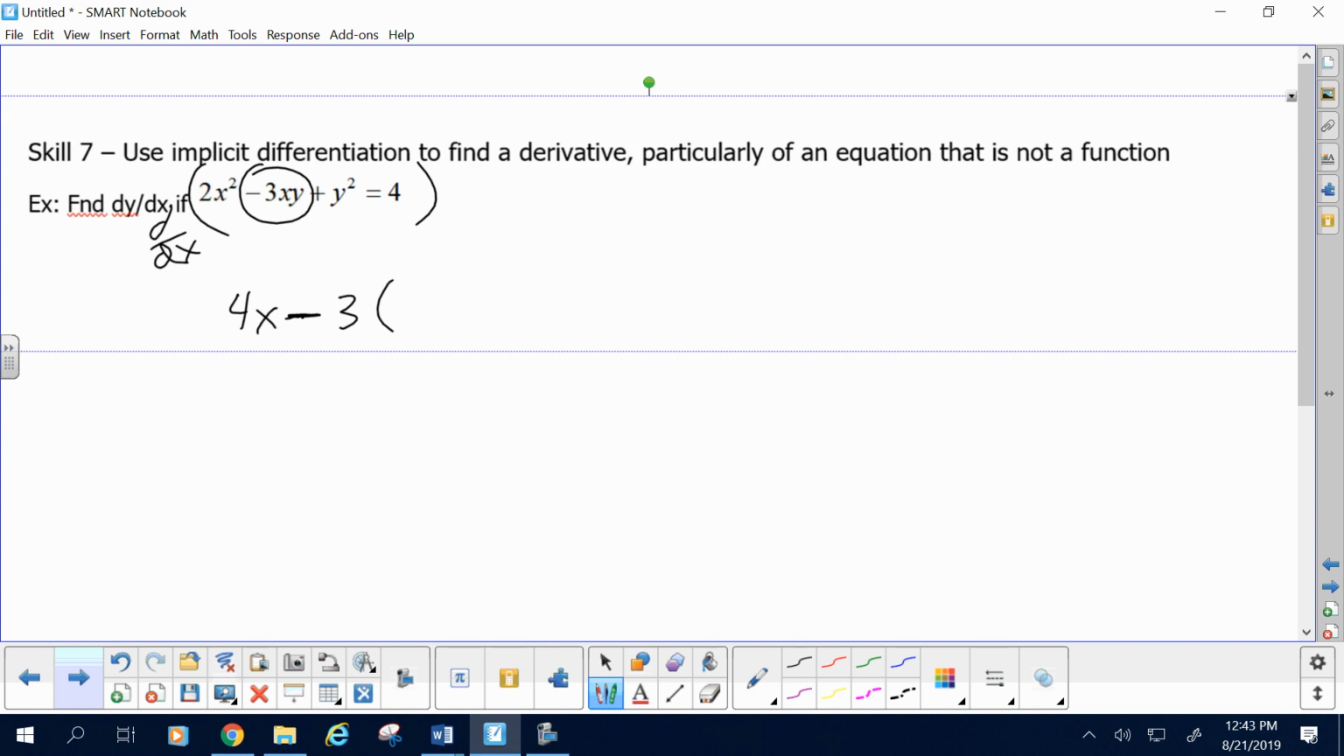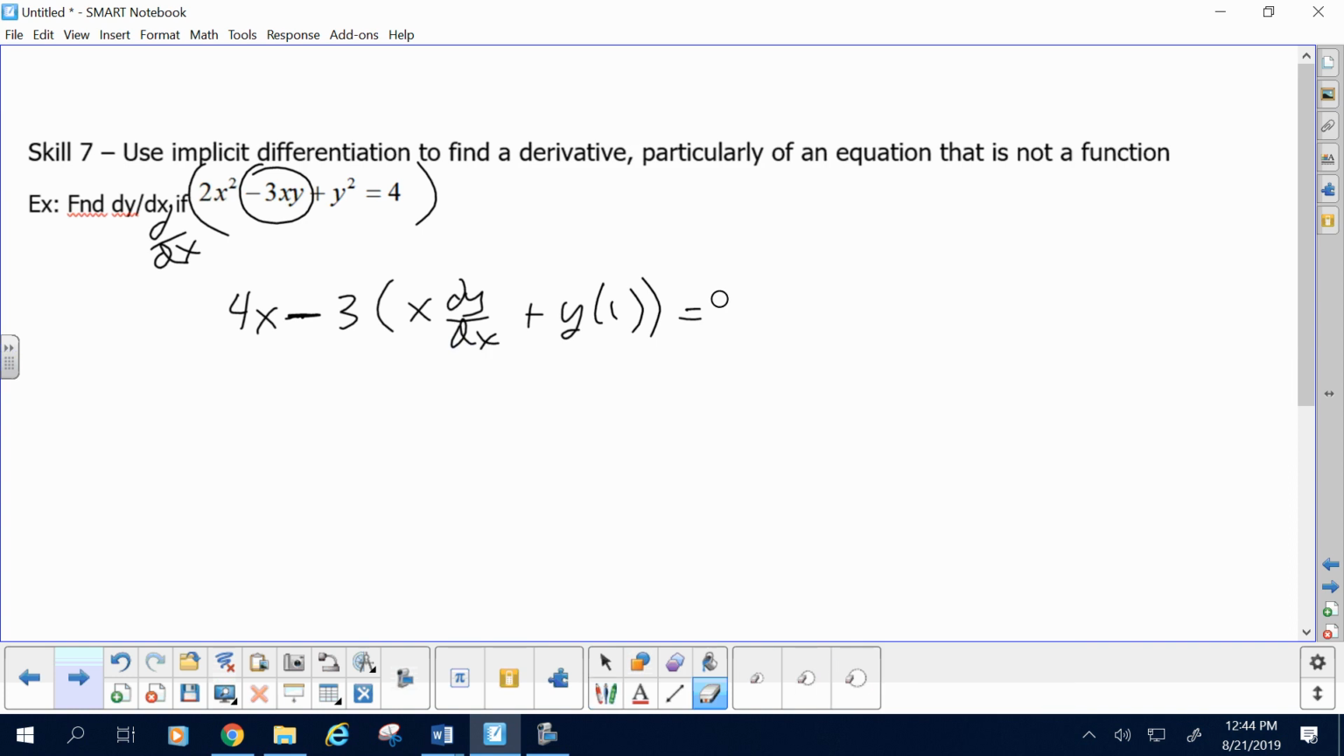So now the product rule. First stays the same. That's x. What's the derivative of the second? What's the derivative of y with respect to x? dy/dx. Plus the second stays the same, y, times the derivative of the first. What's the derivative of x with respect to x? Okay, what's the derivative of y squared? 2y dy/dx, remember? And the derivative of a constant is always 0. Then what do you do? Solve for dy/dx. Okay. If we need to finish it, we should be good. Did I get it? We're good?